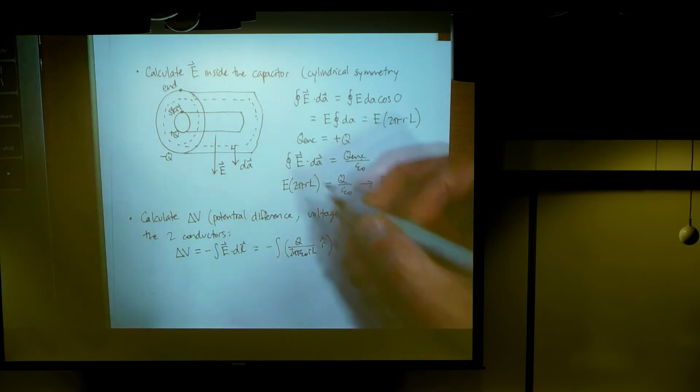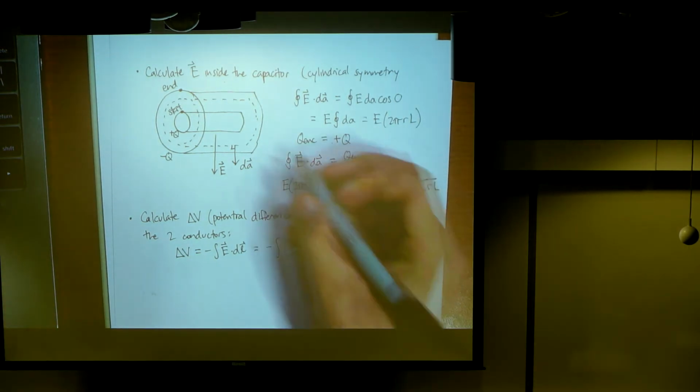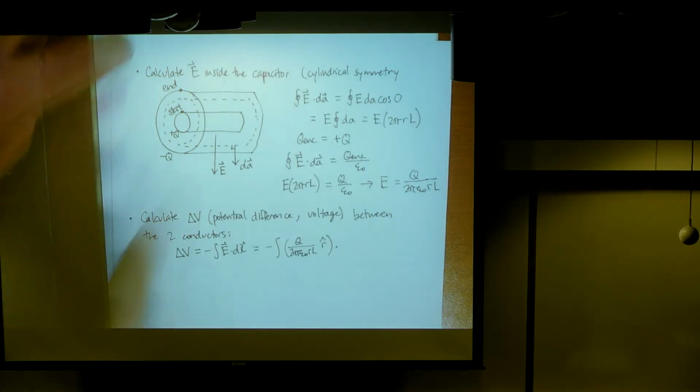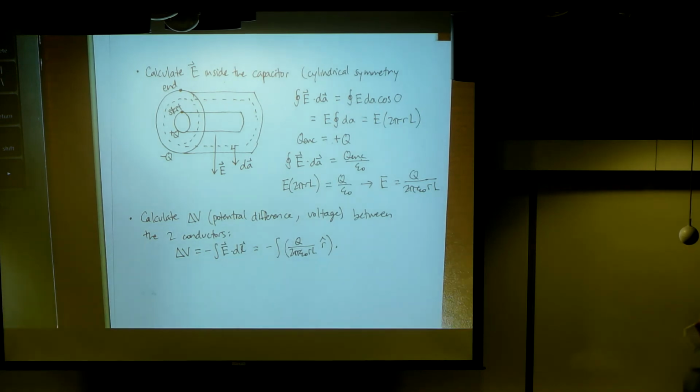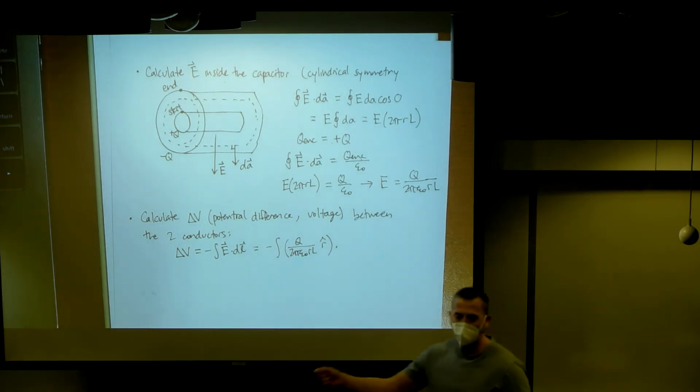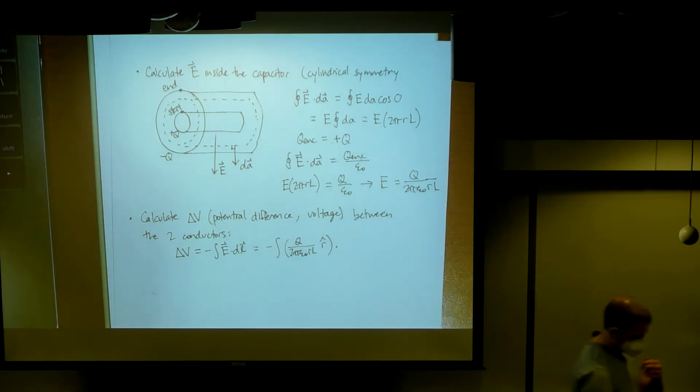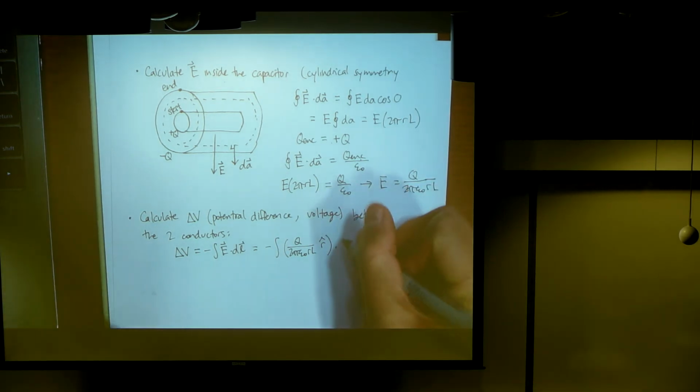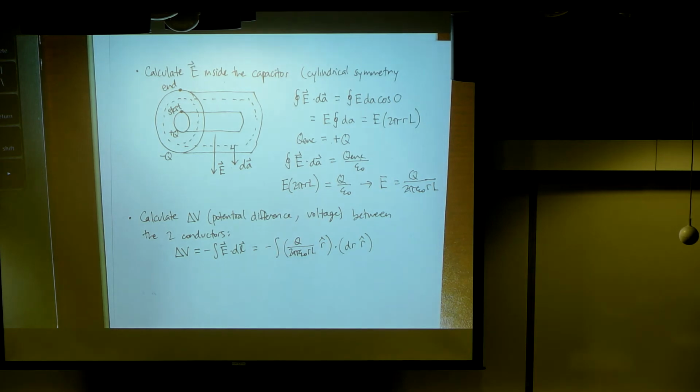Okay, what about my dl vector? That's just a little piece of the path that takes me from my starting point to my end point. So I'm going in the radial direction. A tiny bit of distance would be dr. And to include the direction, I'd have my r hat unit vector. So this is generally how it works if we're just moving radially outwards in this type of integral.